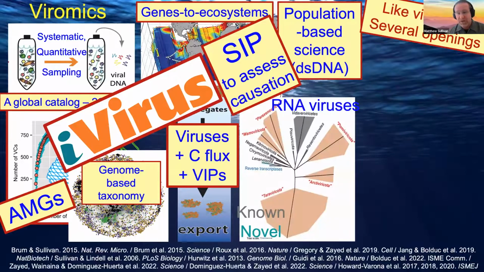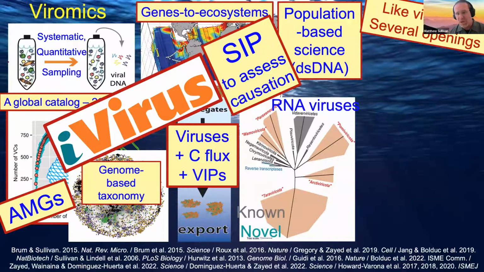Recently, we've been looking at RNA viruses, and this is work from Ahmed Zayed and Guillermo Dominguez-Huerta and James Wainaina, where they discovered that if we just survey the global ocean RNA viruses, we double the number of known RNA virus phyla. That's what's shown here in this tree, where the gray are known viruses and the orange and red are novel viruses.